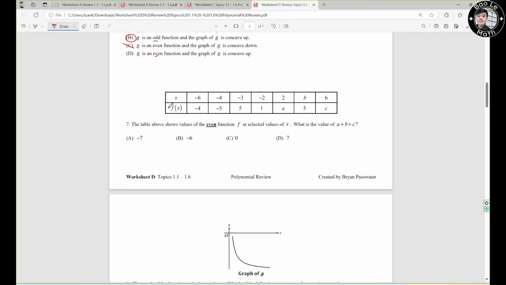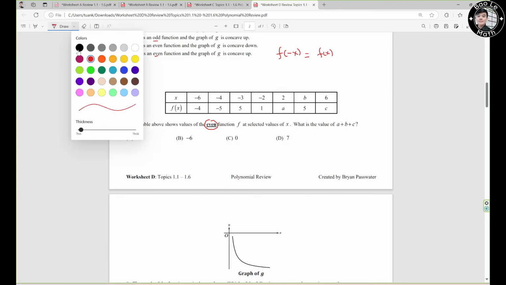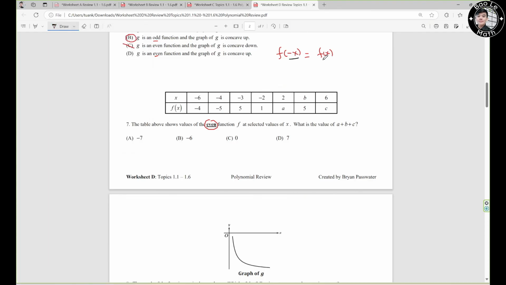Now let's move on to the next question. Question number 7. Given the function is even, if the function is even, you have f of negative s equals f of s. Which means s opposite, and then the output must be the same. Same output, but opposite s value.